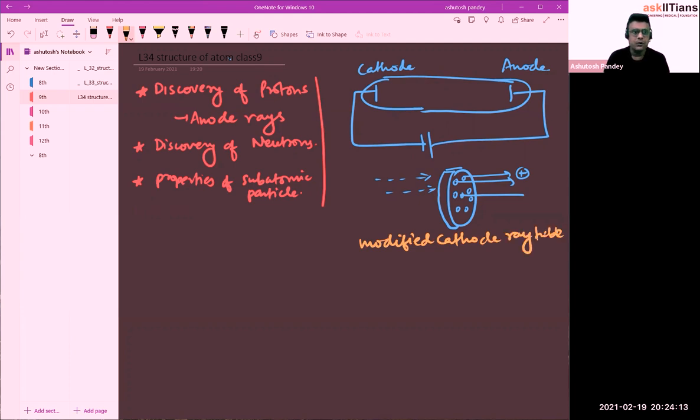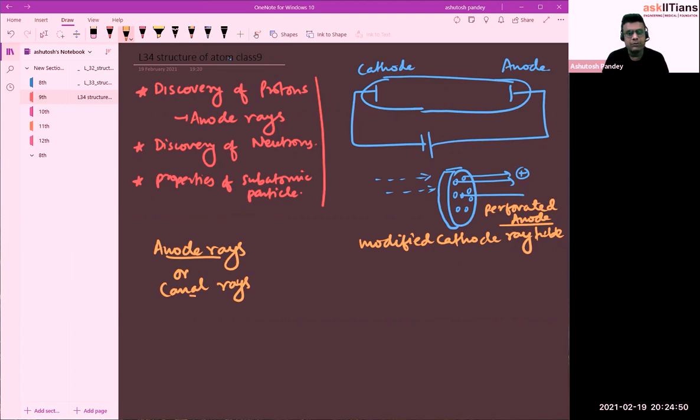The rays coming out of the anode now have a positive charge. They are called anode rays. A similar setup will be there, but with a perforated anode. The particles coming out of this perforated anode will have a positive charge on them. They are called anode rays or canal rays.